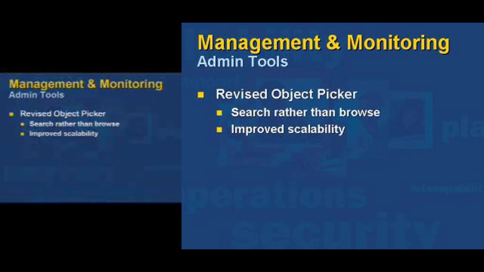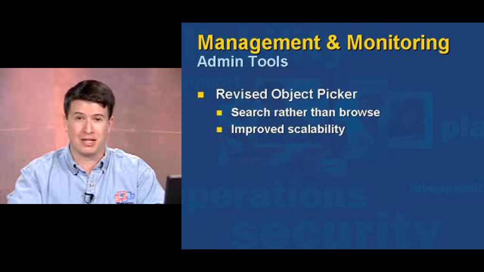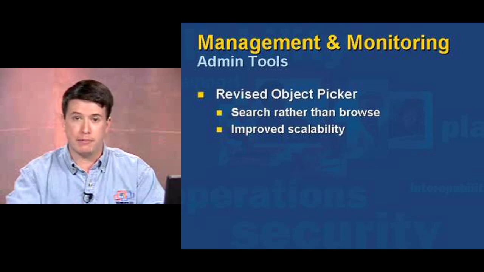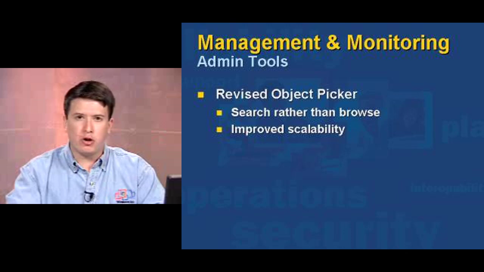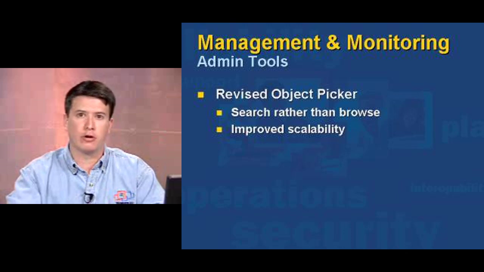Also in the admin tool area, an improved object picker with much better scalability. Instead of having a navigation or browsing metaphor, it's much more of a search metaphor. What we found when we were working with administrators and talking about Whistler features, moving forward with the object picker, a lot of people know some hint about the thing that they're looking for. Maybe they know part of the name or some characteristic of the object. So a search metaphor is much more efficient than a browsing metaphor.